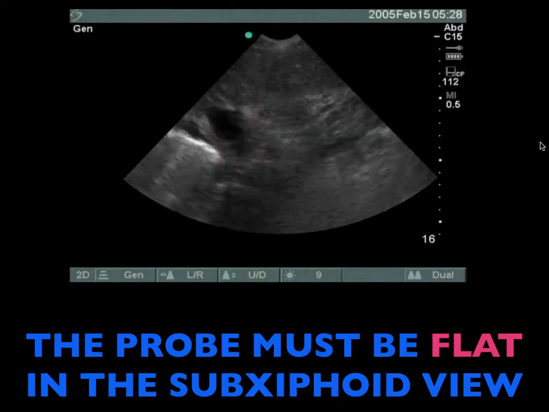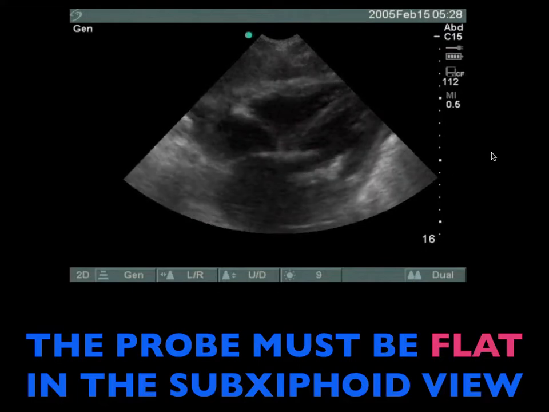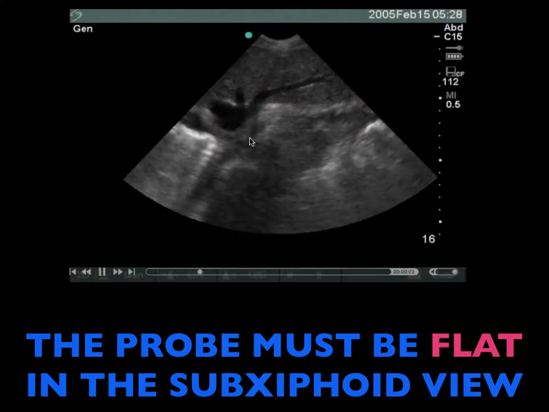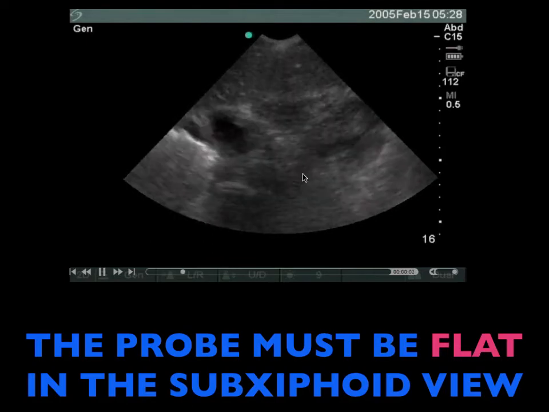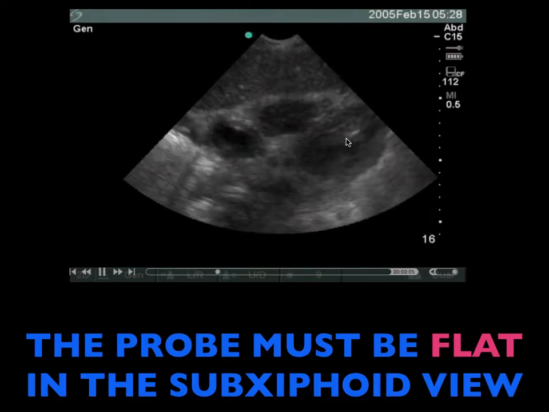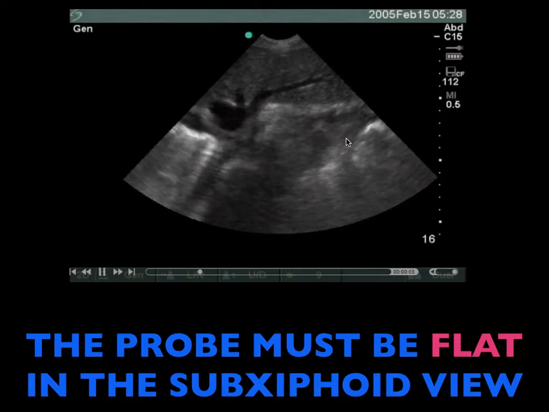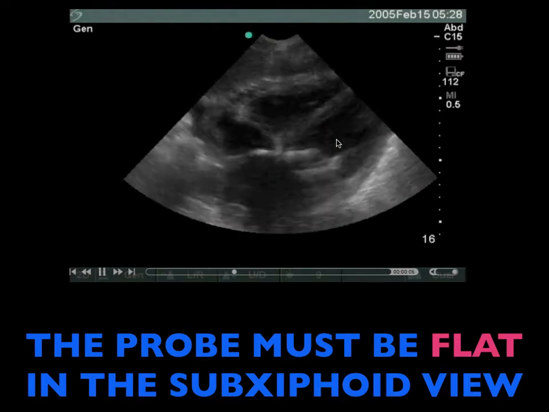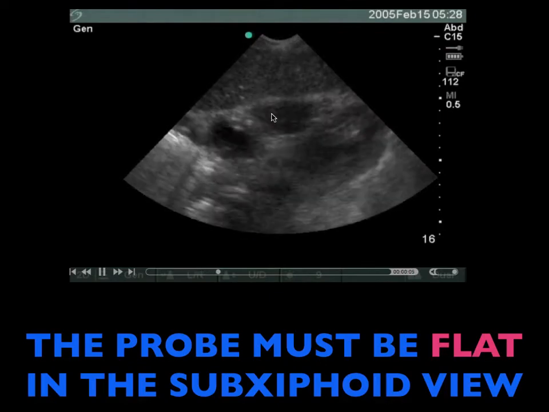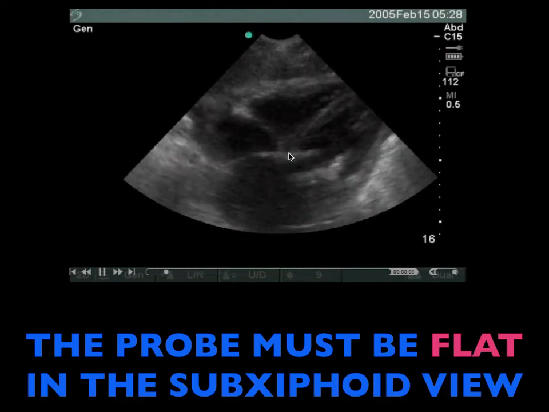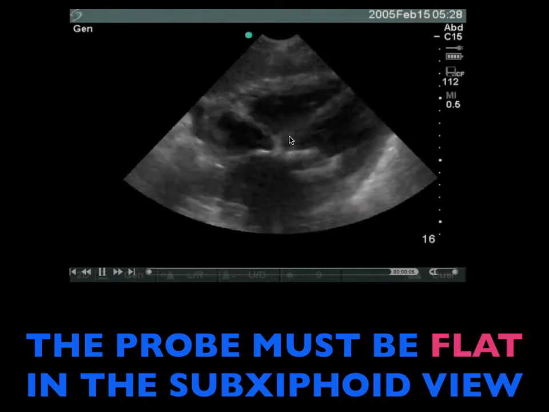Now, when viewing the heart from the subxiphoid or subcostal region, we do get the right side of the heart anteriorly, the left side of the heart with its two chambers somewhat deeper and more posteriorly. But the probe must be flat in the subxiphoid view. If not, the liver will be revealed. And by changing the probe 10 or 15 degrees, I can go from heart to liver with hepatic veins, back to heart, and changing it again, I can go back to liver again. Make sure that the probe is relatively flat.